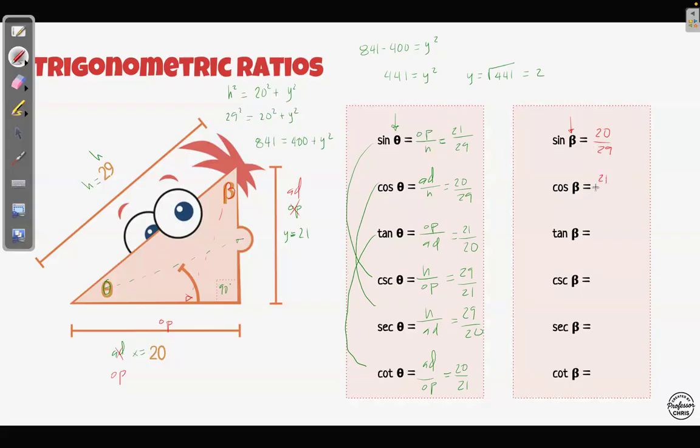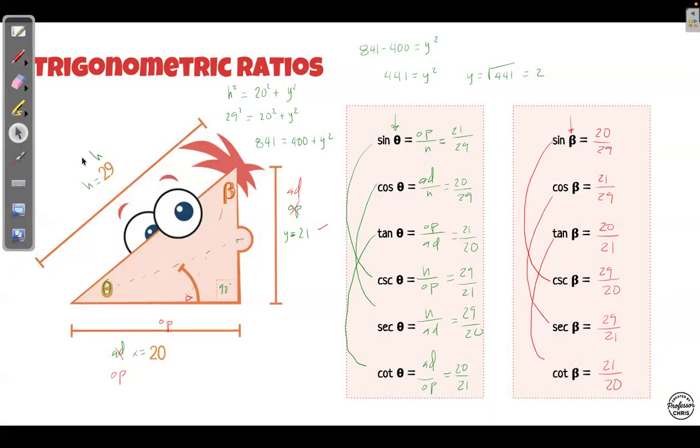Now cosine is going to be 21 over 29, still adjacent over hypotenuse, but now the adjacent is right here. And tangent is still opposite over adjacent, so 20 over 21. Cosecant will still be the reciprocal of sine, so 29 over 20. Secant is 29 over 21, and cotangent is 21 over 20. And that's pretty much how you can put those concepts together.